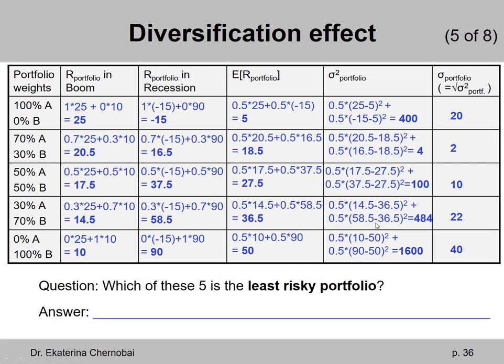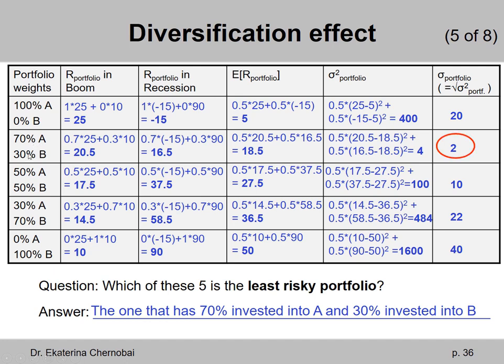Next question. Which of these 5 portfolios, 5 rows in this table, is the least risky portfolio? Kind of obvious, the one with the lowest standard deviation or variance, either way. So the one with 70% in A and 30% in B, the standard deviation is 2, right? This means actually something very interesting. And that's the whole reason why I decided to include this example in my slides.